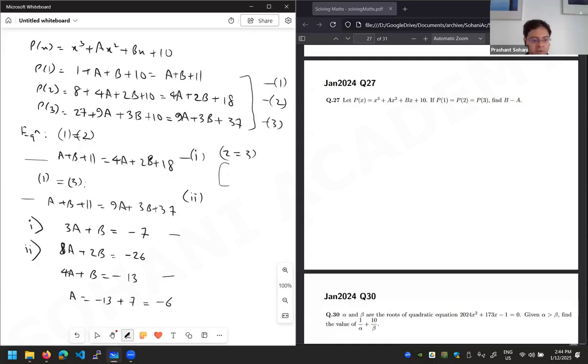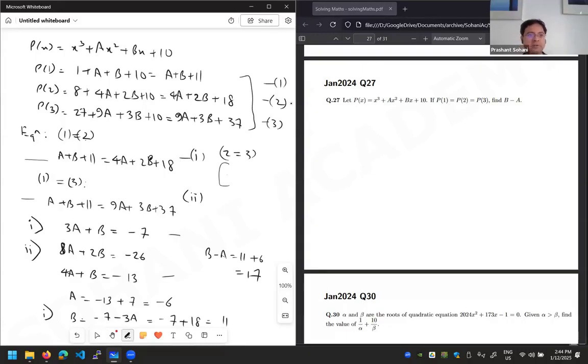so a is minus 6, and then b can be obtained from equation 1. So b is 11 and a is minus 6, and what they've asked us to find is b minus a, which will be 17. If you can confirm my answer. Yes. Okay.